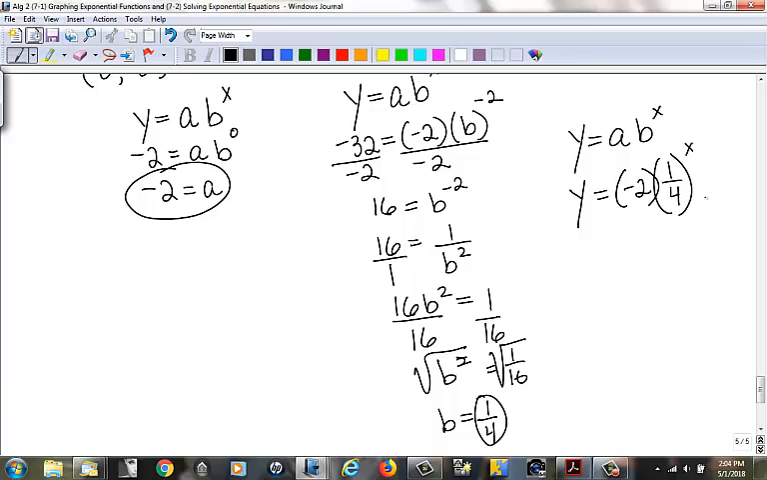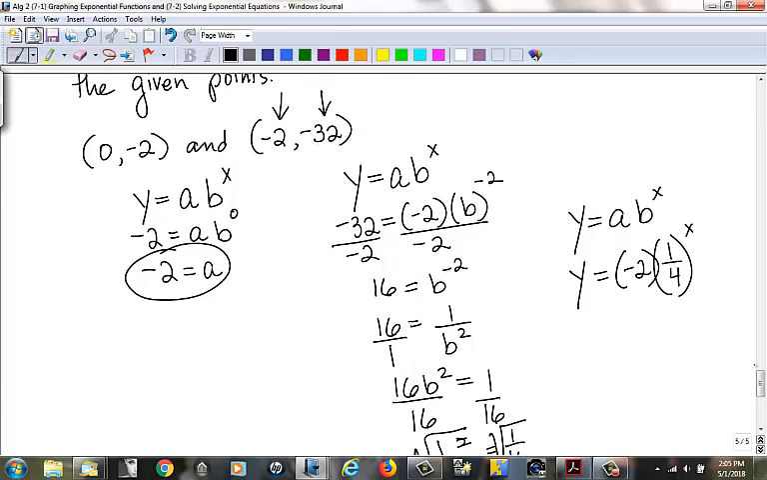Now on your calculators, graph that. So graph negative 2 times 1/4, and you've got to put that in parentheses, and raise it to the x. And do zoom 0. Now, test the ordered pairs. Do second function calculate value if x is 0. If x is 0, what's your y? Oh, good. Negative 2. So our equation's right.